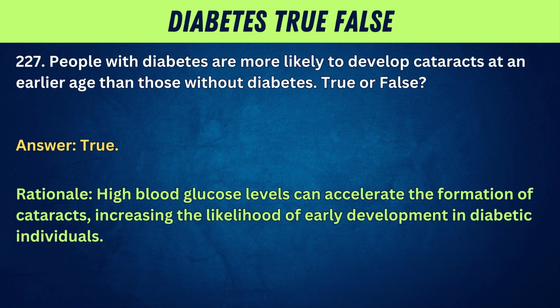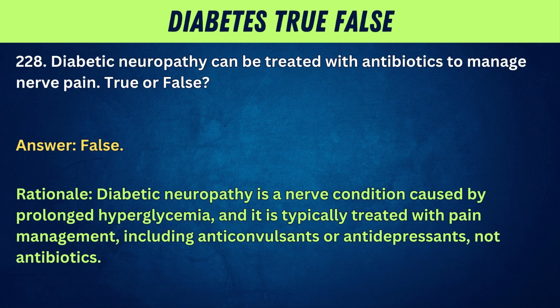227. People with diabetes are more likely to develop cataracts at an earlier age than those without diabetes. True or false? Answer: true. Rationale: high blood glucose levels can accelerate the formation of cataracts, increasing the likelihood of early development in diabetic individuals.